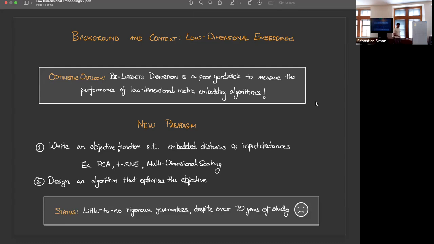Okay, so what is the status of this new paradigm? Well, it turns out that there are literally no rigorous guarantees in the worst case for analyzing embeddings. But it's been pretty well studied in the statistics community, the data sciences.